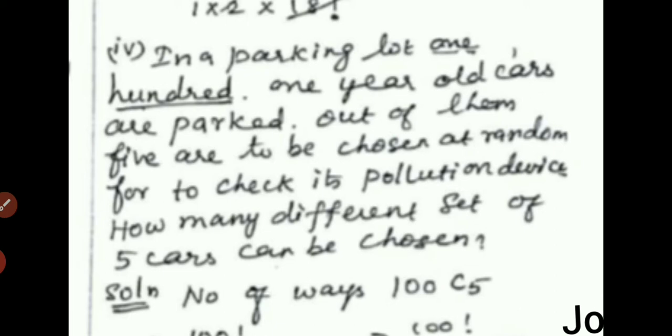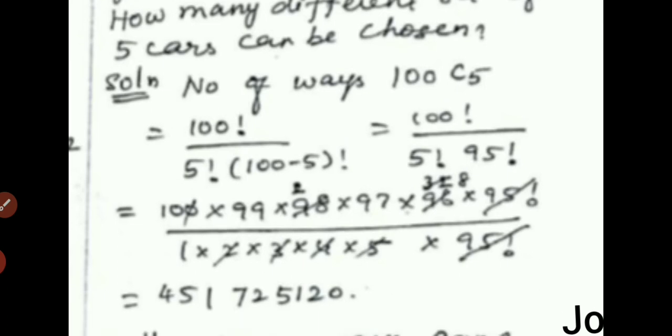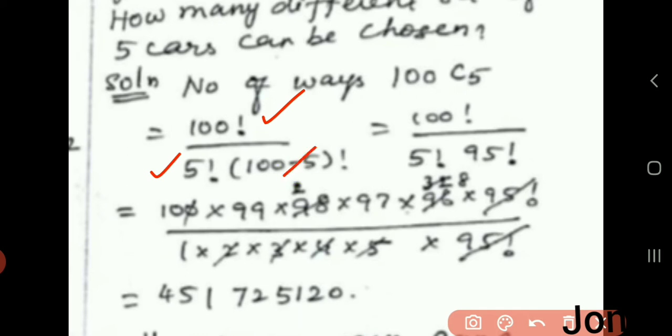Here, those 100 cars are parked. Out of the 100 cars, we want to select 5 cars, a set of 5 cars, isn't it? So the number of ways is 100C5. So, 100C5 is nCr. That nCr is n factorial divided by r factorial into n minus r factorial. So, n is 100 factorial, r is 5 factorial, and n minus r is 100 minus 5 factorial. 100 minus 5 is 95 factorial.